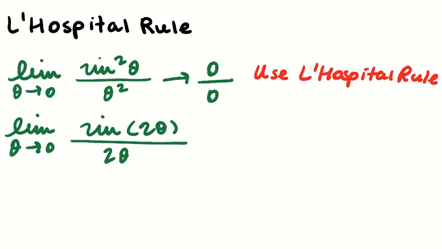Oh, this one. I missed the 2 coming down from the power rule. I didn't think about that. Okay, so I plug in theta equals 0, and I get sine of 0 over 2 times 0, and oh no, not again. Okay, so use L'Hopital's Rule.